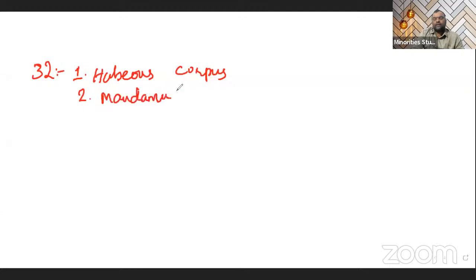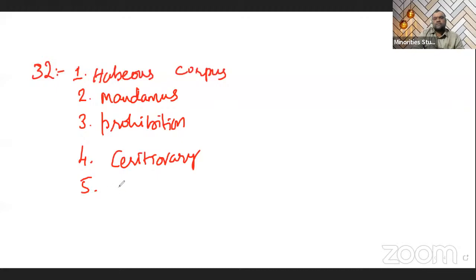So how many types of writs are there? Article 32 clause 1 says that there are 5 types of writs. The first one is habeas corpus. The second one is mandamus. The third one is prohibition. The fourth one is certiorari. The fifth one is quo warranto. These are all Latin terms and very, very important.